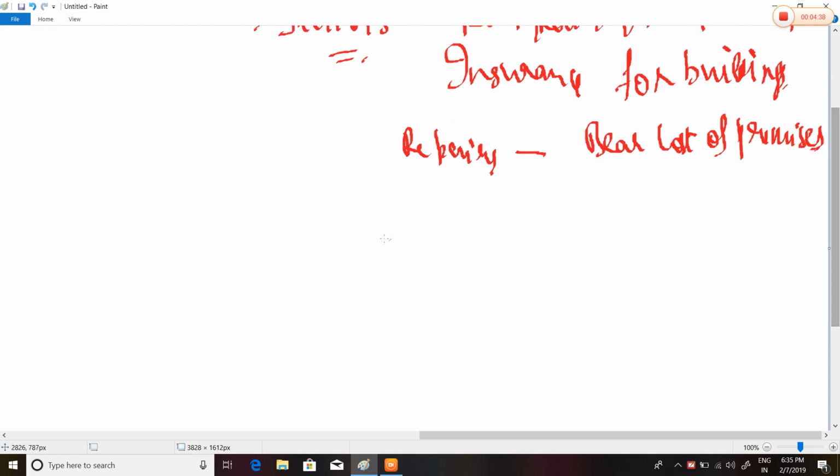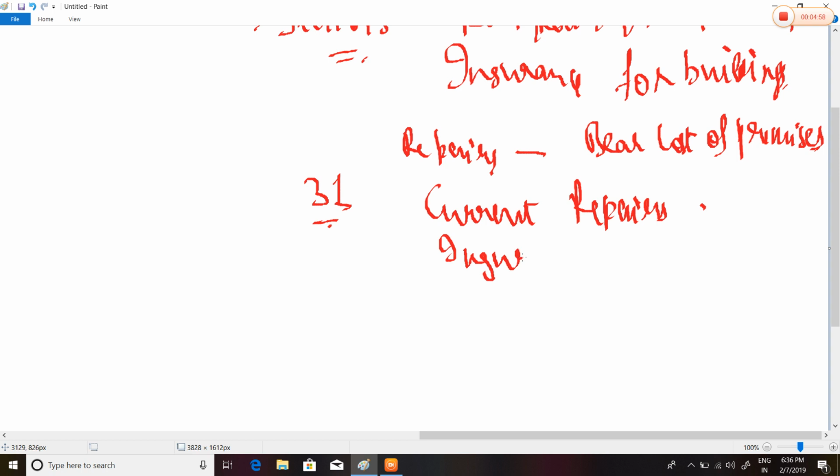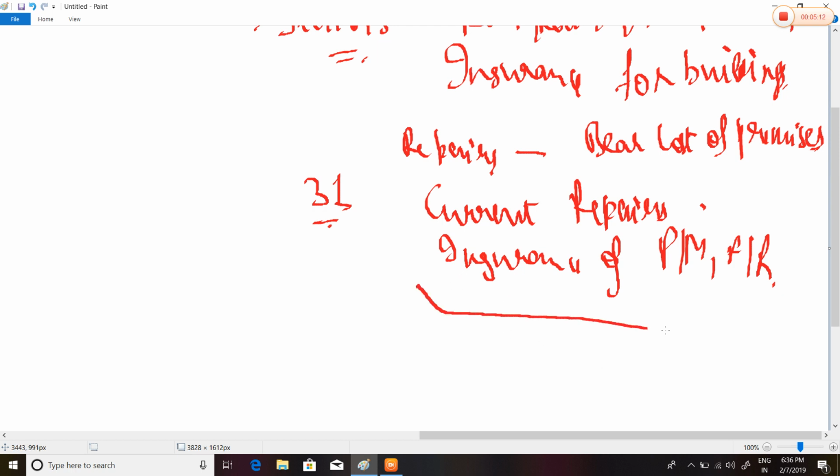Then section 31. What does it say? Amount paid on account of current repairs and insurance of plant and machinery, and furniture used for the purpose of business or profession. Admissible deductions. This is included as per section 31.